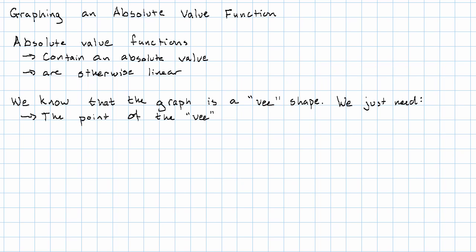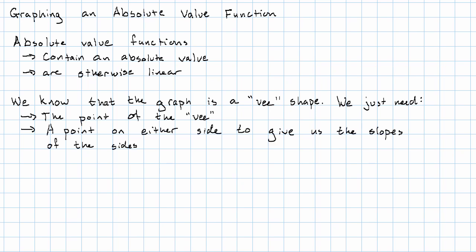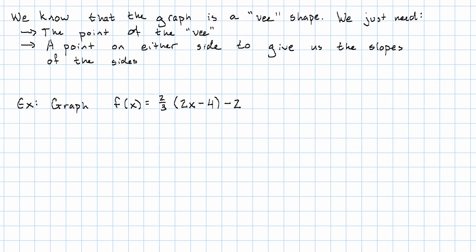We're going to find where the point of the V-shape is, and then we're going to find a point on either side to show us what the slopes of the sides ought to be. So here's how that's going to work. Suppose we want to graph the function f of x equals 2/3 times the absolute value of 2x minus 4, all minus 2. Our first step is to find out where the point of the V is.